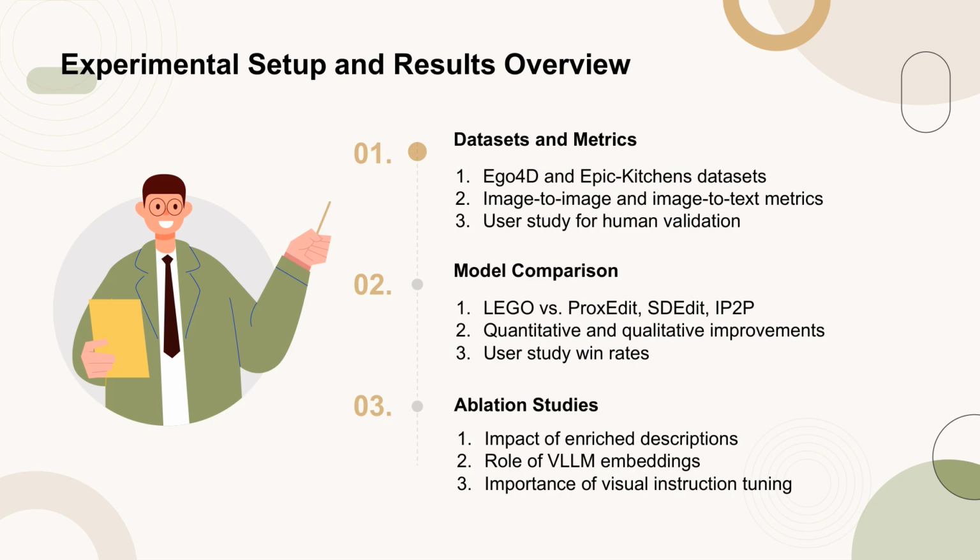In our experiments, we utilized two well-established egocentric action datasets, Ego4D and Epic Kitchens, and employed a variety of metrics including image-to-image and image-to-text similarity measures, as well as a user study for human validation.